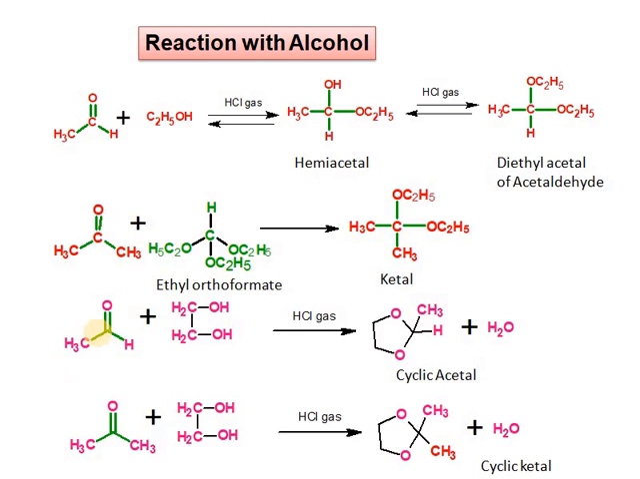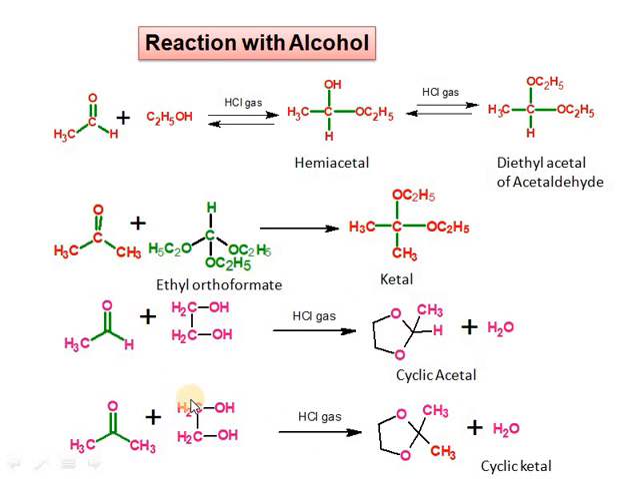Similarly, another reaction like this: acetaldehyde can be treated with ethylene glycol. So there are two OH groups. One of the OH attacks this carbonyl carbon and forms the OH. Then the second OH attacks this carbon and replaces the newly formed OH, to form a cyclic acetal in the presence of HCl gas.